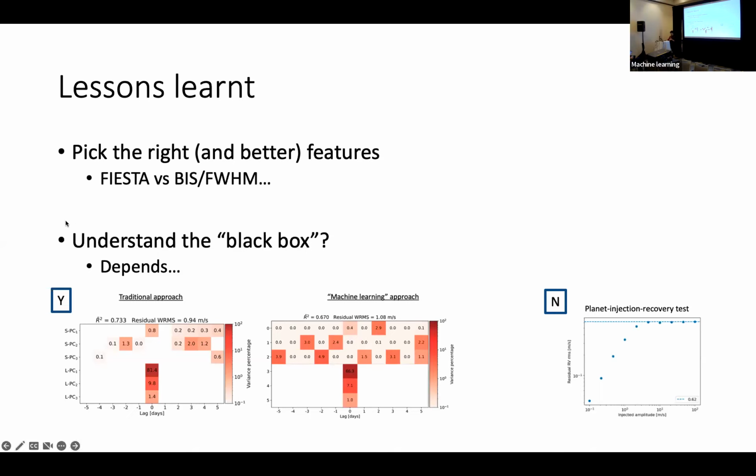So whether we need to understand this black box, I think it actually depends on what the problem is. In the first scenario, if we were to study this lag, then we definitely need to understand what each coefficient or weight means. Then we need to understand what this black box is doing. But in the second example, where we just do a planet injection recovery test, we want to recover the injected RVs, we don't need to know what this black box is doing, because as long as it has a good prediction, then it's doing its job. I think that's the conclusion.